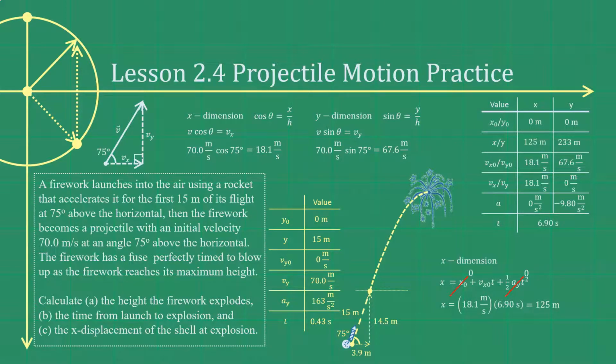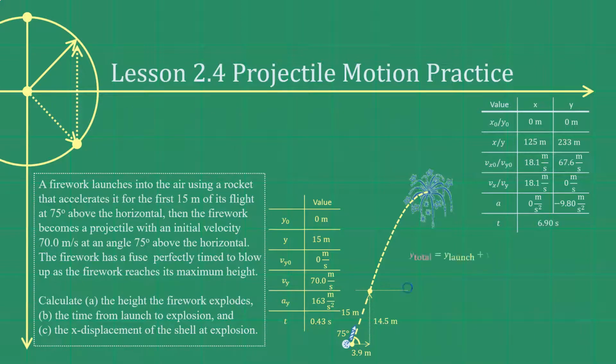Now, I'm not done with the problem yet because I need to calculate the total height when the firework explodes, the total time from launch to explosion, and the total x displacement. So I've got information in two different tables, and now I need to put it all together. To calculate my total height, I add together the height during launch, 14.5 meters in the y dimension, plus the height when it was a projectile, where it gained most of its height, 233 meters. When I add those values together, I get a final height of 248 meters, and that's what I would report for A.